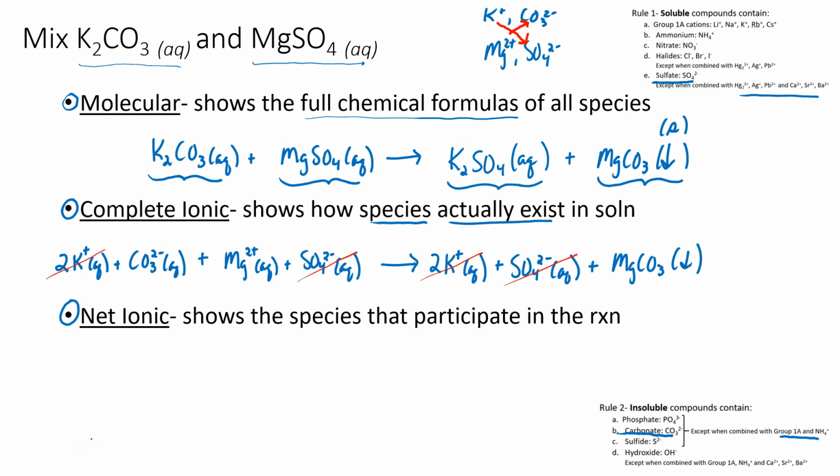So the net ionic equation would be carbonate combines with magnesium to form a magnesium carbonate precipitate. Let's try another one.